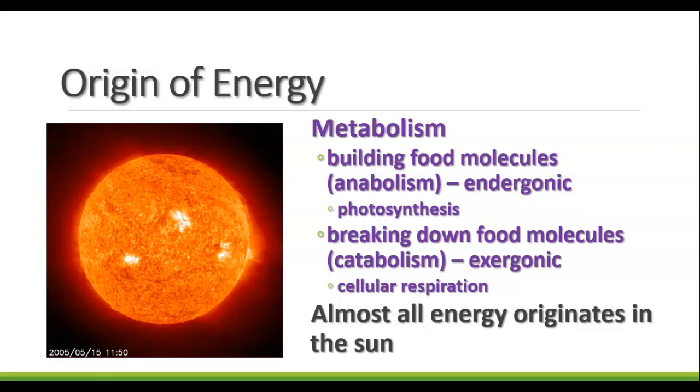Remember, of course, that almost all of the energy on Earth originates in the sun. There are a few organisms here and there that are able to use chemical processes to produce energy for their reactions, but most of the organisms on Earth get their energy ultimately from the sun.